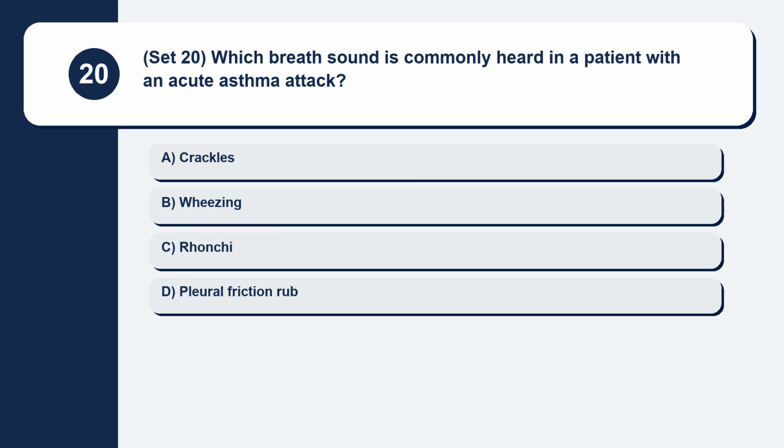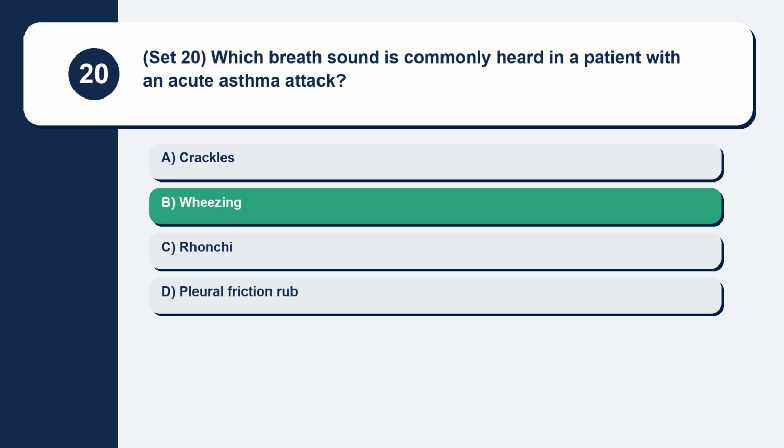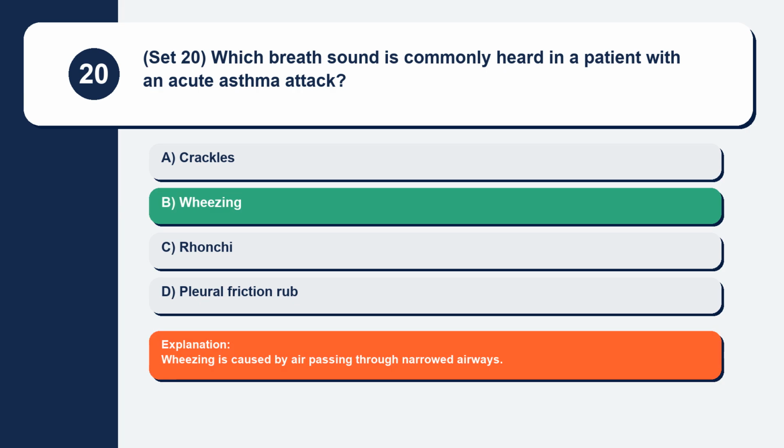Question 20. Set 20. Which breath sound is commonly heard in a patient with an acute asthma attack? Crackles, wheezing, rhonchi, pleural friction rub. Wheezing is caused by air passing through narrowed airways.